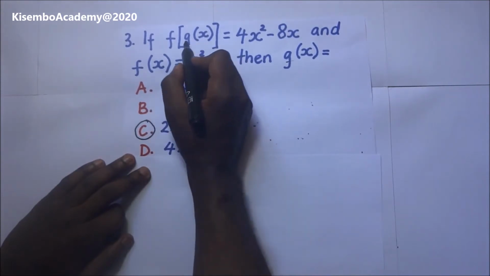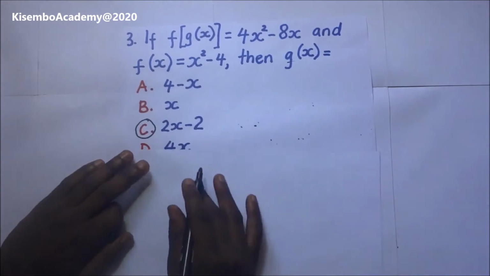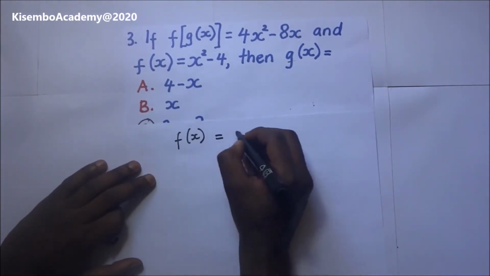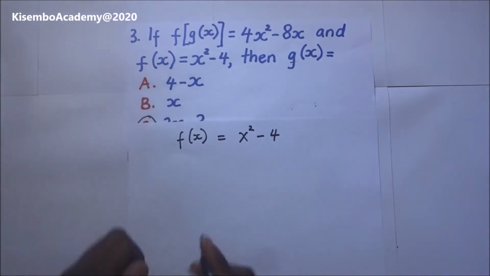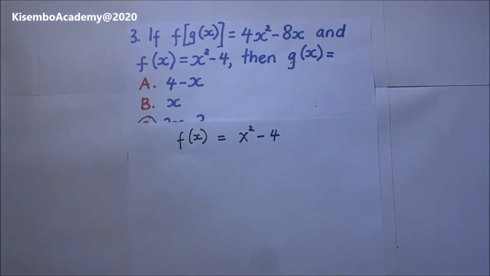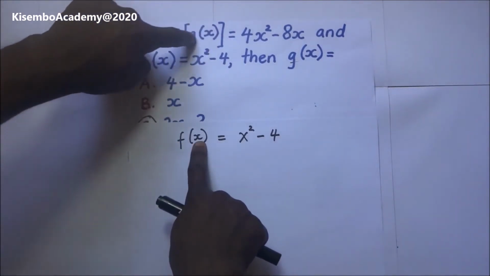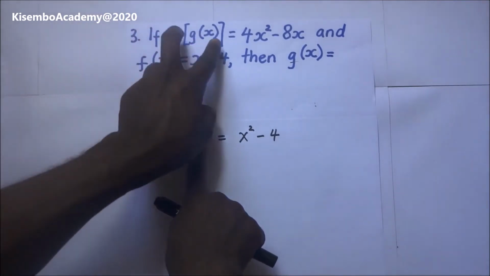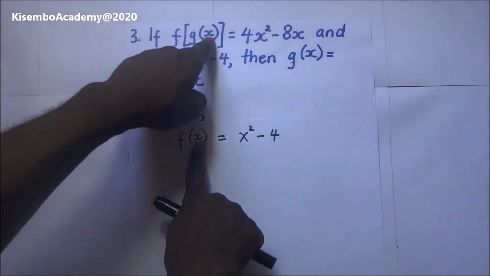We are having the function g of x inside f. So we shall start with this. We have f of x giving us x squared minus 4. That is the original function. But now, let's substitute in the value of g of x in this expression, because it is a function where the input is another function g, where the input is also x.